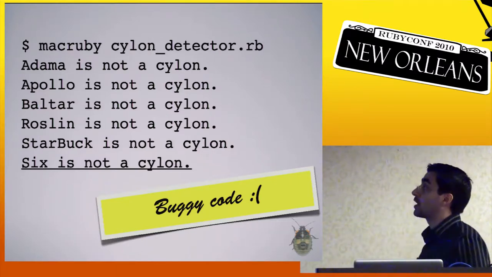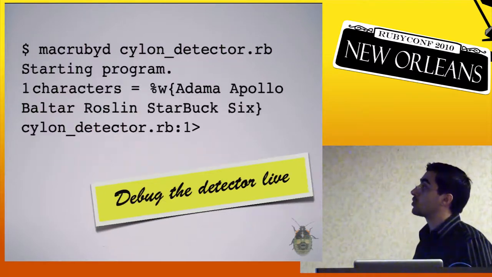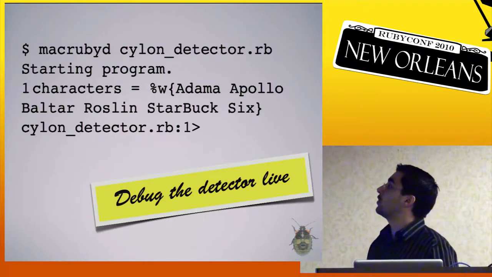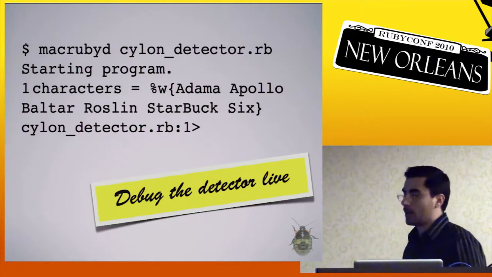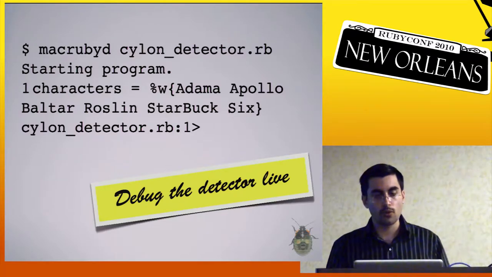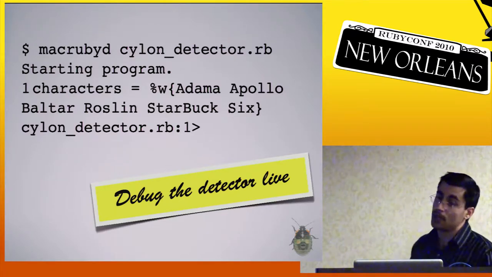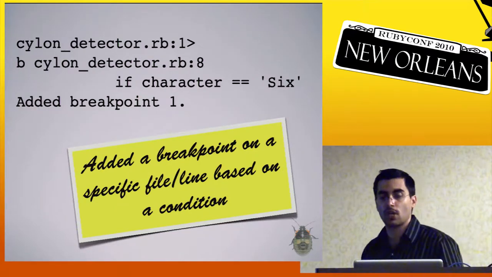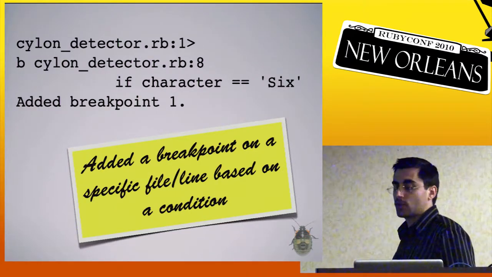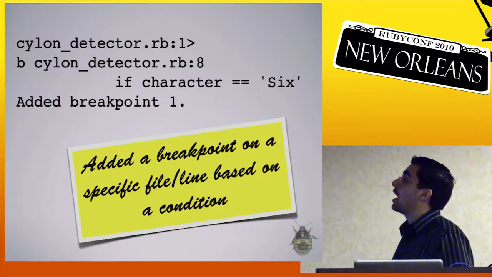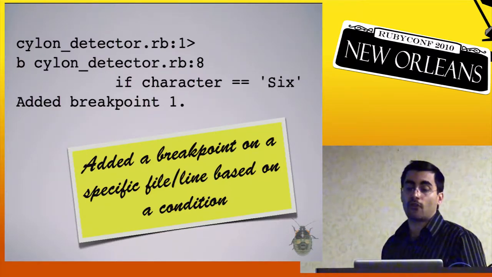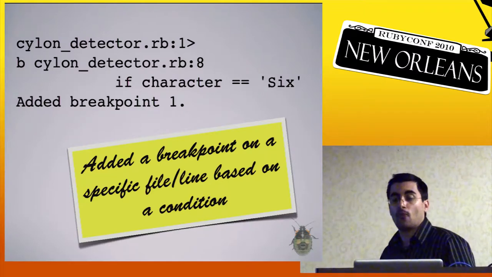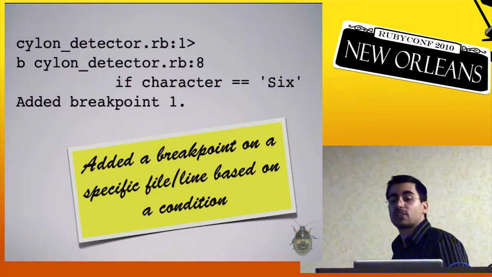So what we can do is call the debugger, and the way that works is you just say MacRubyD, you put the name of the file, and it starts a debugger, it goes into the first line, and you get a command line. And what you do is you add a breakpoint, and you say B, which is insert the breakpoint, in the file silentDetector.rb, line 8, and I will actually add a condition. I only want to break on the breakpoint if the character variable is equal to 6.